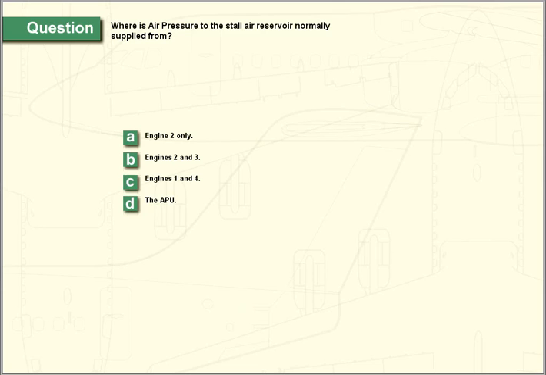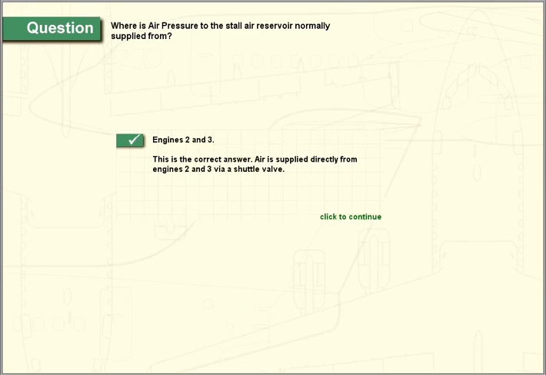Where is air pressure to the stall air reservoir normally supplied from?